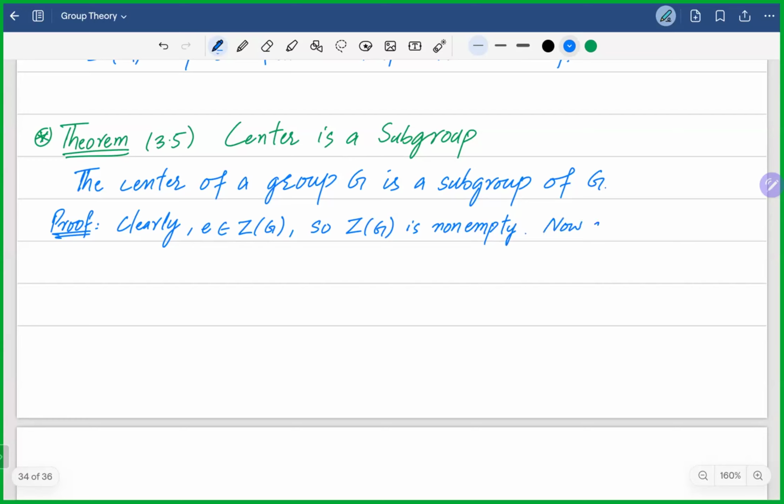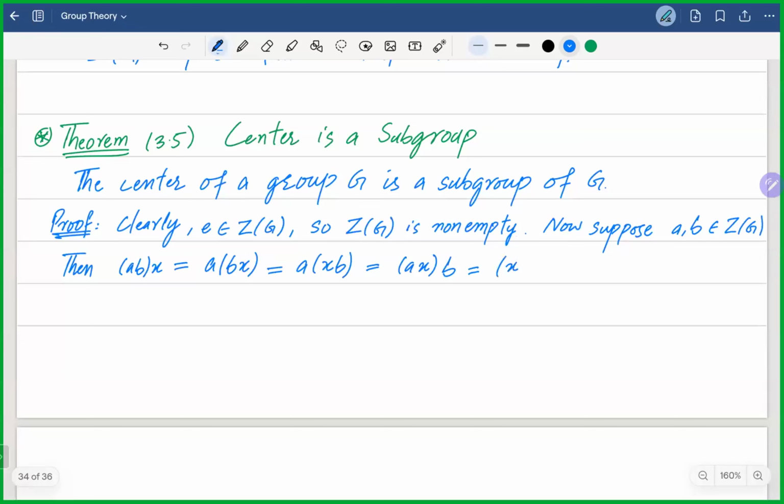Now suppose A and B are in the center of G. Then AB into X is nothing but A into BX, which is A into XB by using the property of the center, and that is going to be XA into B, and that is going to be X into AB for all X in G. And therefore, the product AB is in the center of G.